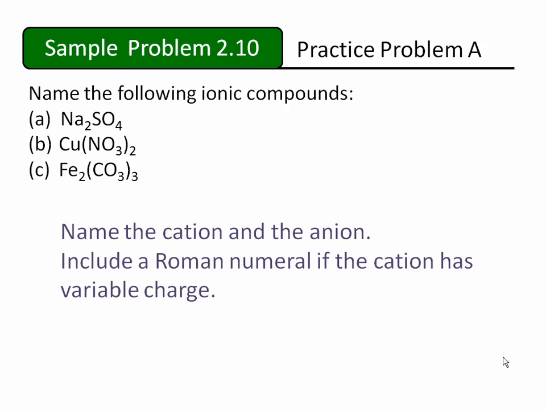The general process for accomplishing this task is to name the cation and then the anion. We'll have to pay very careful attention to the cations in these examples because if the cation has more than one possible charge, we will need to include that charge as a Roman numeral in the name of the compound.